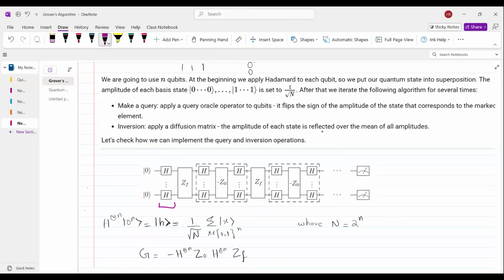This algorithm can be thought of as two parts. The first one is that we make a query: we apply a query oracle operator to the qubits, which flips the sign of the amplitude of the state that corresponds to the marked element. Here the marked element is the string that maps to 1, right? And then we apply the inversion operator, which we do by applying the diffusion matrix, and the amplitude of each state is reflected over the mean of all amplitudes.